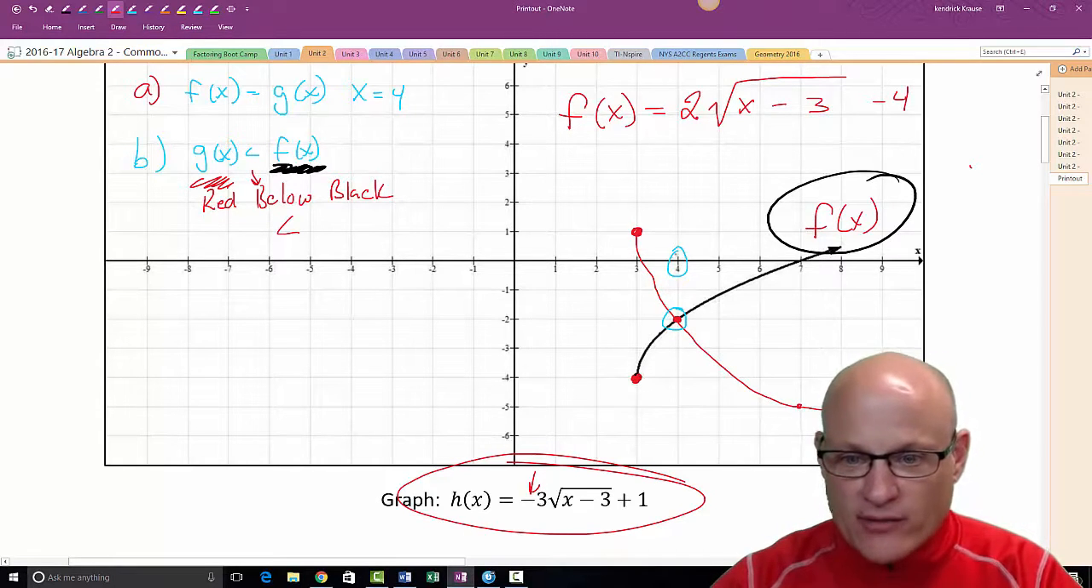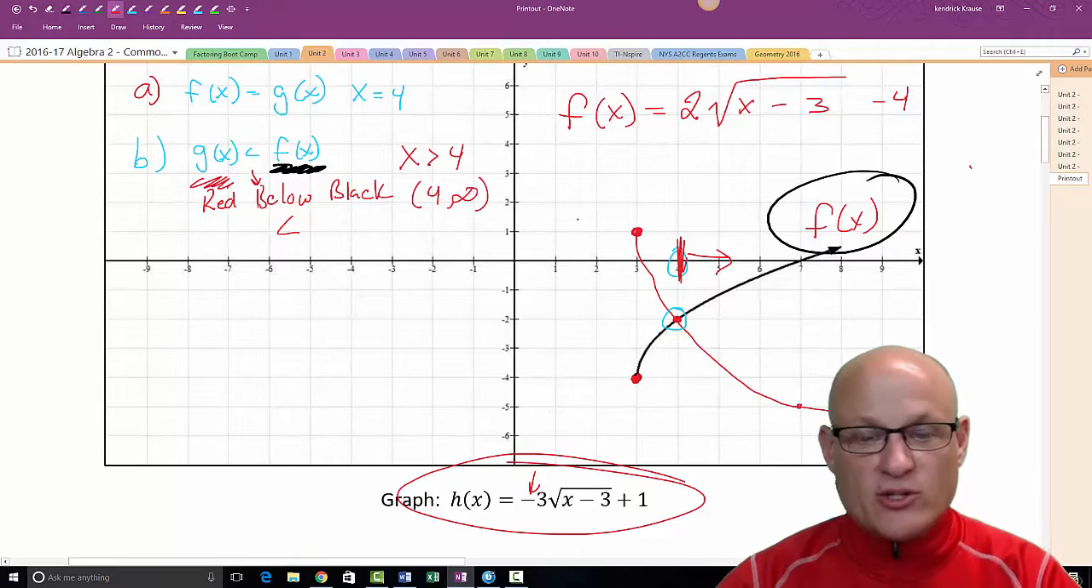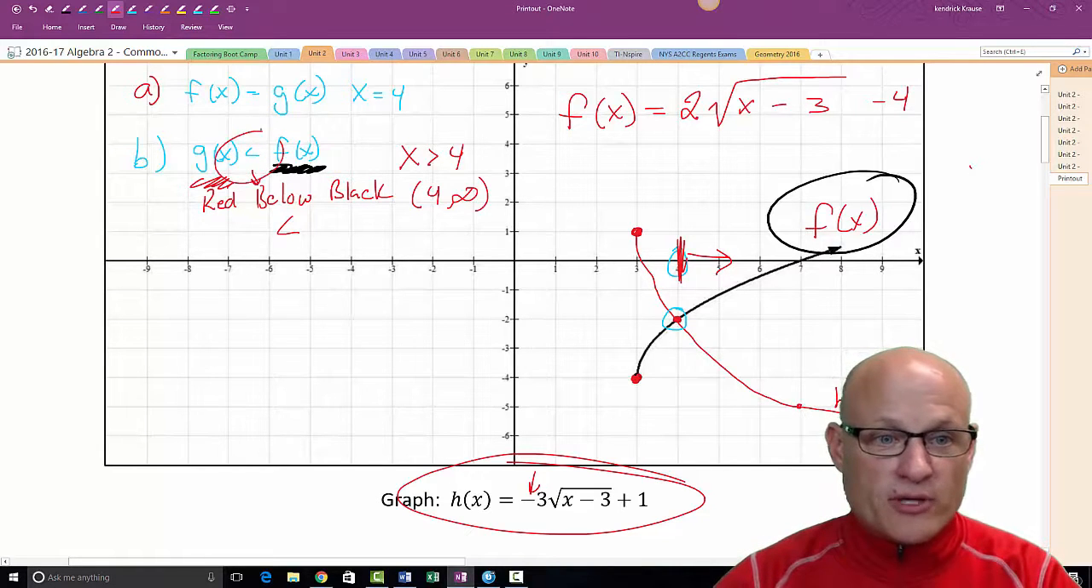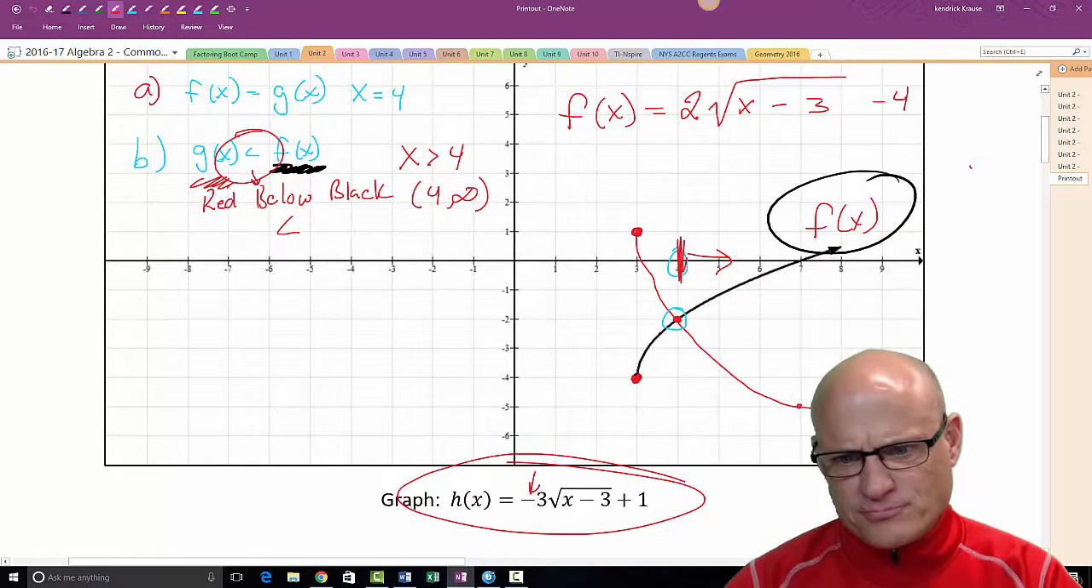It's below black starting now. Remember, we're going to use our x values from here going to the right. So the answer to this, if I wanted to, is x is greater than 4, or I could do 4 to infinity. If I don't tell you which, you can do either one. Now, the reason I didn't put a bracket or an equal to is because there's no equal to. What else could I ask you?